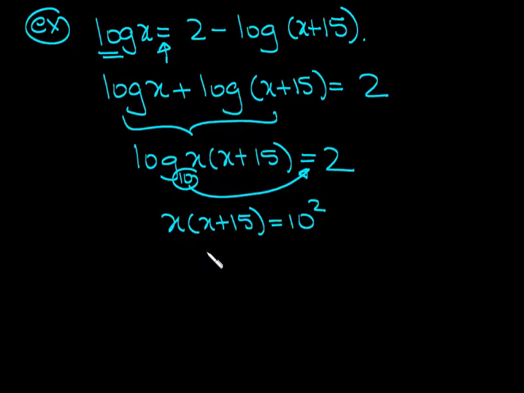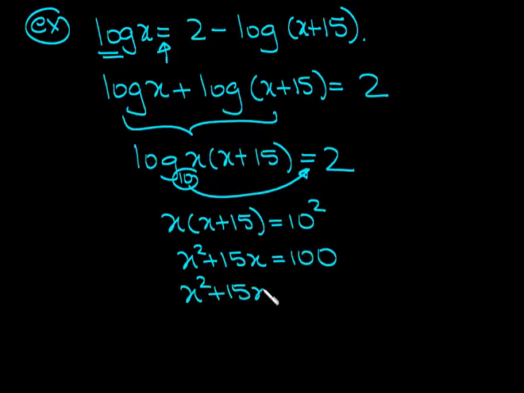Now if you distribute here, we get x squared plus 15x is equal to 100. So it's a quadratic. So you move all the terms to one side whenever you have degree 2. I'm hoping you guys remember that. And then you solve. Okay, this is a quadratic. You can either use the quadratic formula or you can factor. In this case I can factor because I can use the AC method.